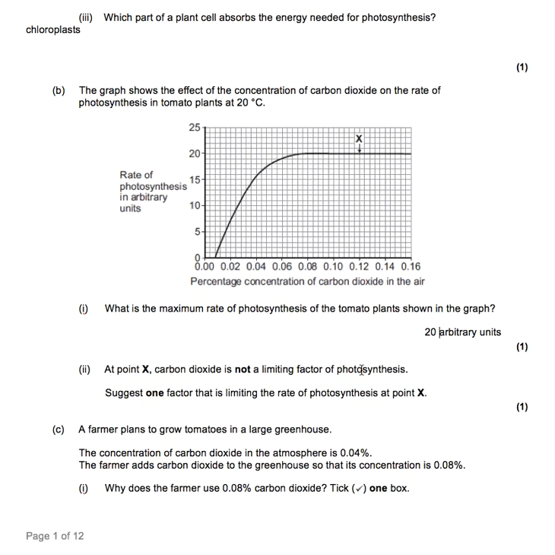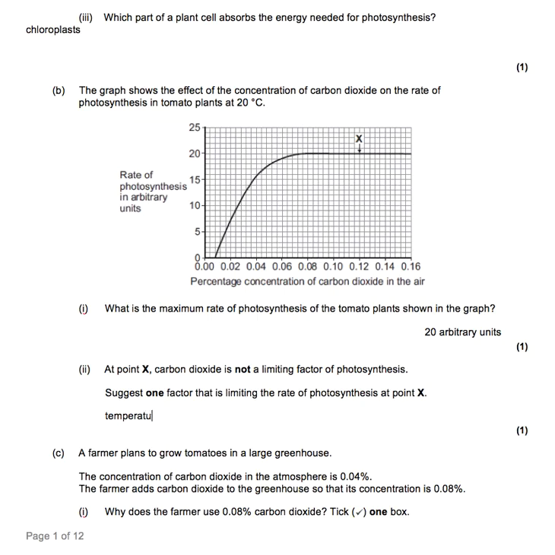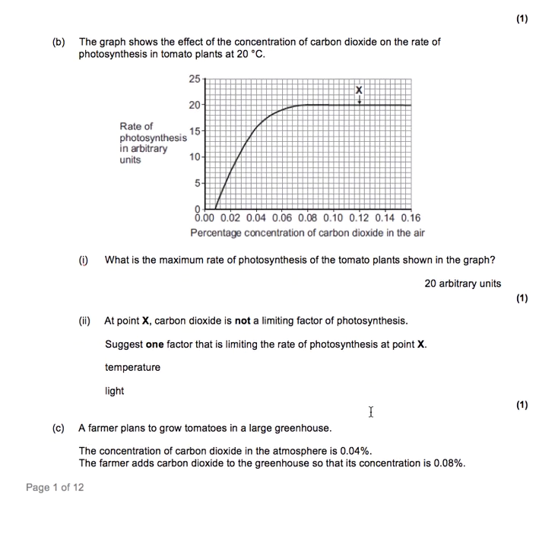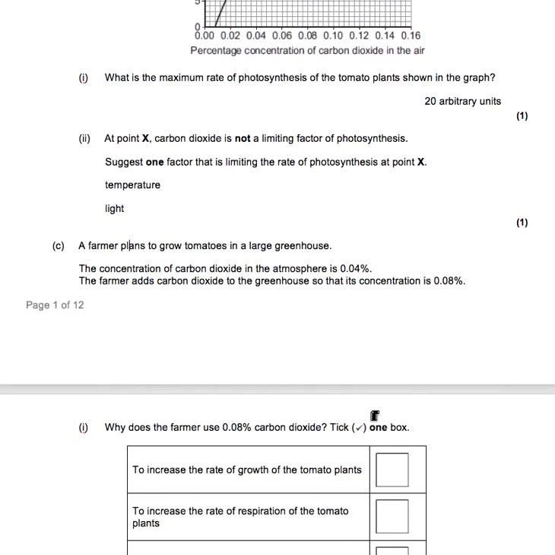Suggest one factor that is limiting the rate of photosynthesis. You can see that no matter how much higher than this level of carbon dioxide here, no matter how much higher it goes, the rate of photosynthesis doesn't increase. So it isn't the carbon dioxide that's limiting here. But the things that might be limiting could be the temperature, it could be the light intensity or level or something like that. Those factors would limit the rate of photosynthesis, but the CO2 is not.